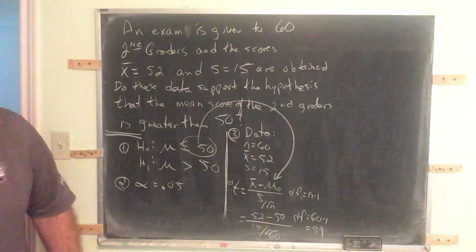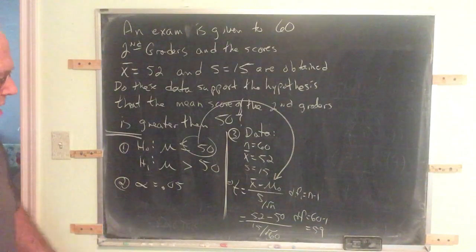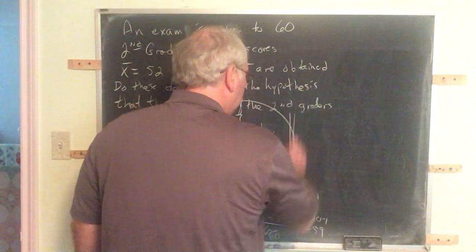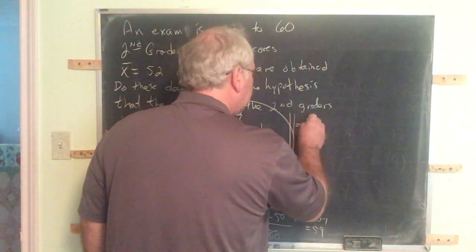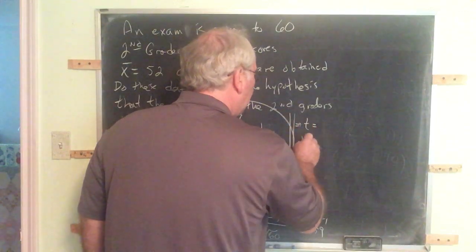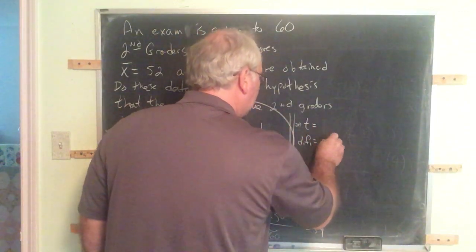And I'm going to get my calculator and do this computation here. So let's see if I can pull this up here. So this implies t is equal to, we have degrees of freedom already at 59.